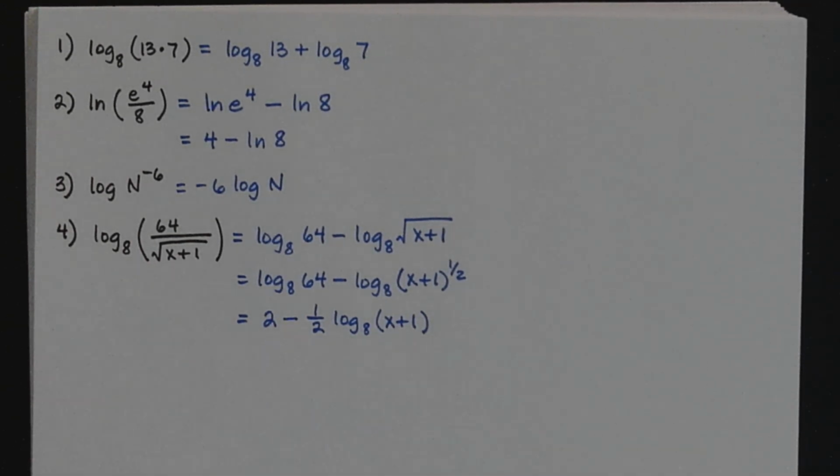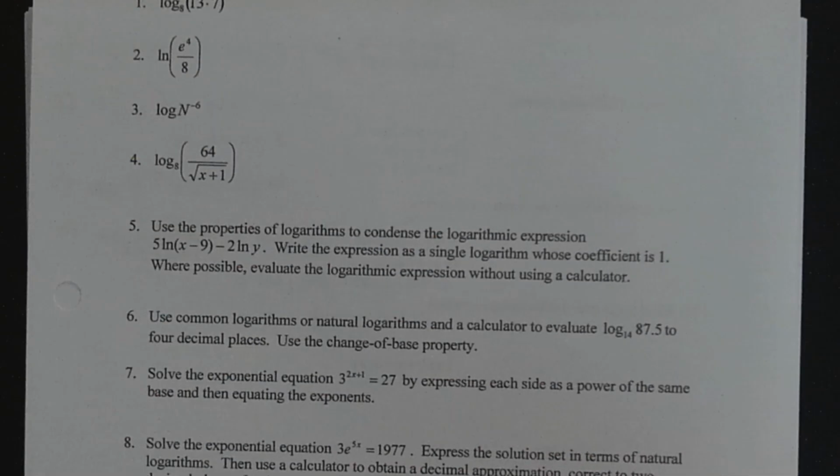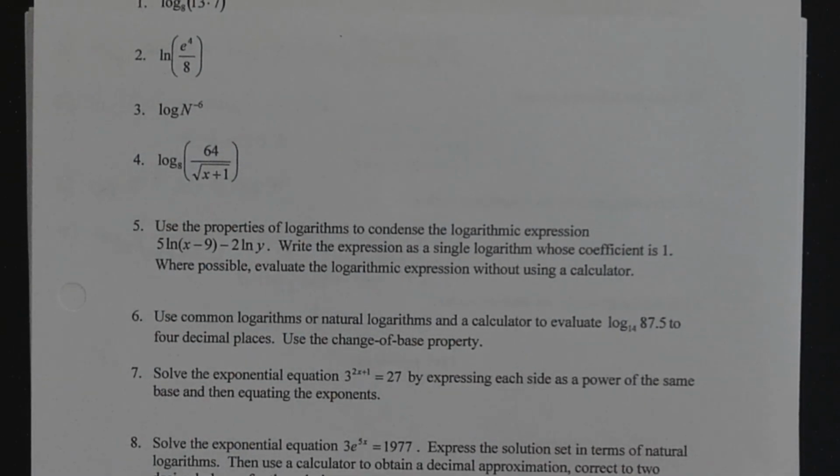Okay, problem number 5. Here we're going to use the properties of logarithms to condense the logarithmic expression 5 ln of the quantity x minus 9 minus 2 ln of y. We're going to write the expression as a single logarithm whose coefficient is 1. Where possible, evaluate the logarithmic expression without using the calculator.